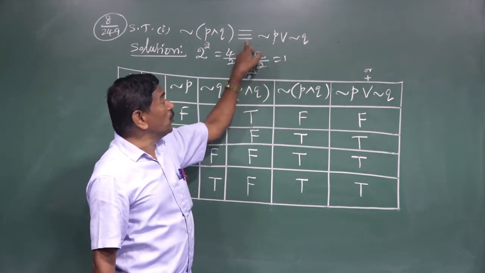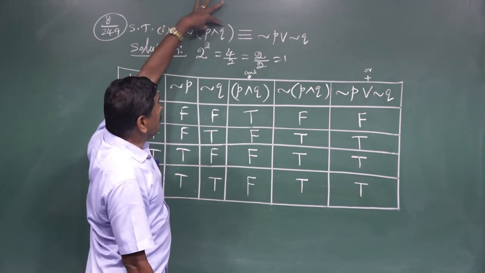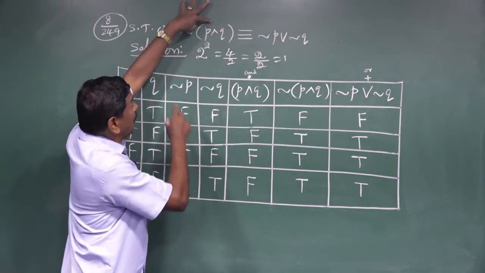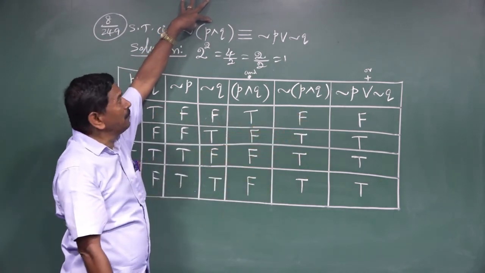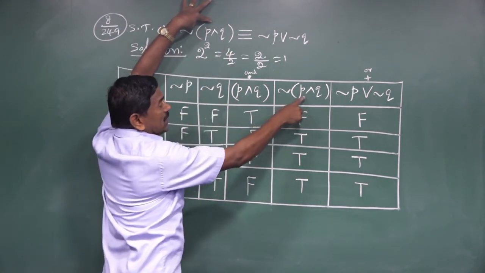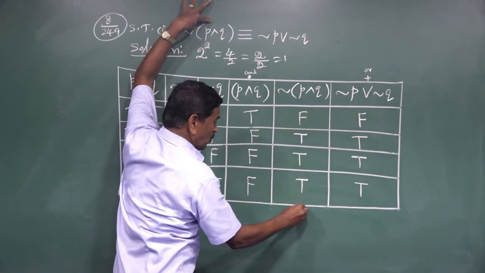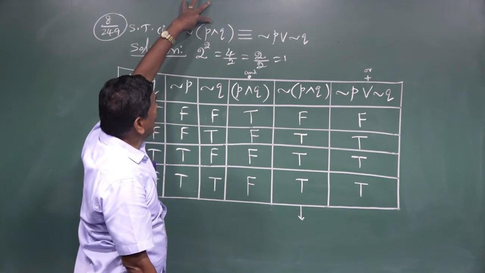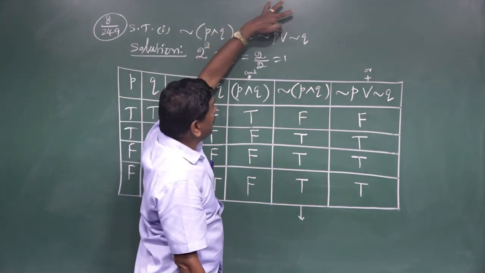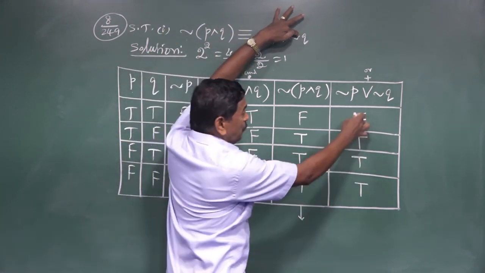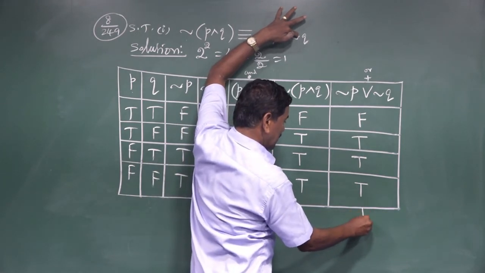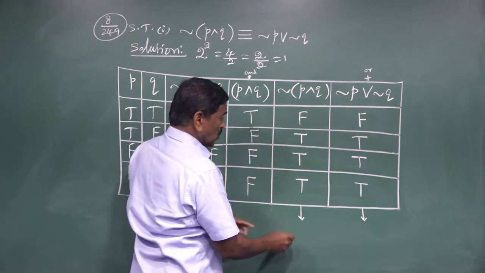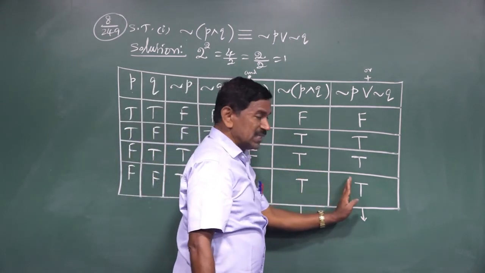Here I want to prove equivalence. Equivalent means there is one statement on the left side and one statement on the right side. Can you tell me where the left side statement is? Yes, negation of P and Q, available here. Next, where is negation P or negation Q? Yes, here. For example, let us give them names. Let it be the first equation, and the second equation.